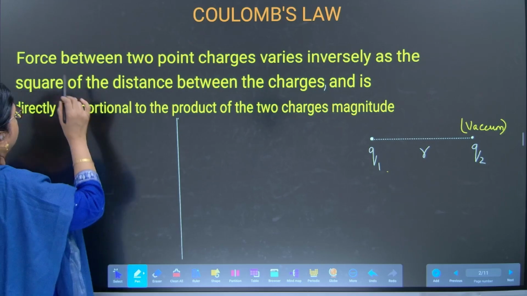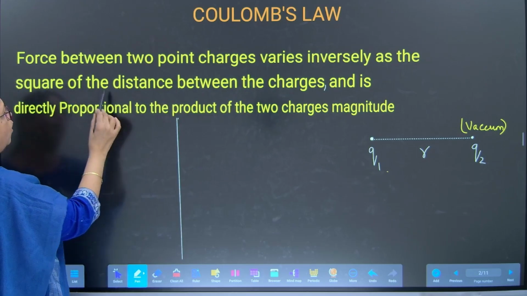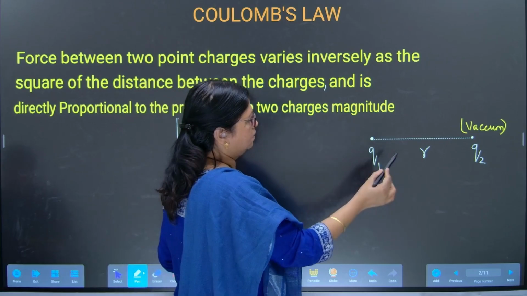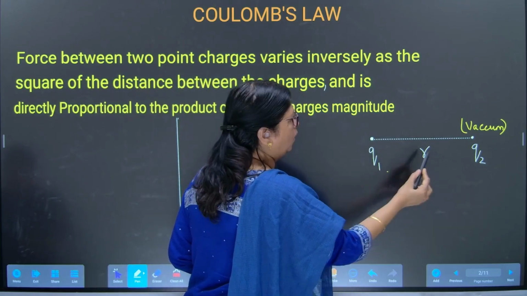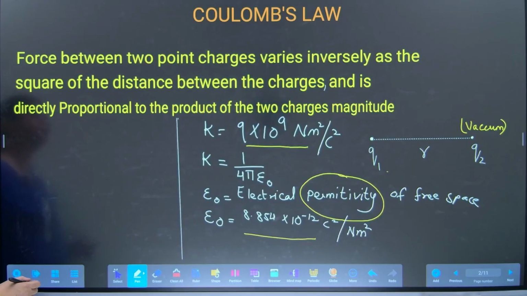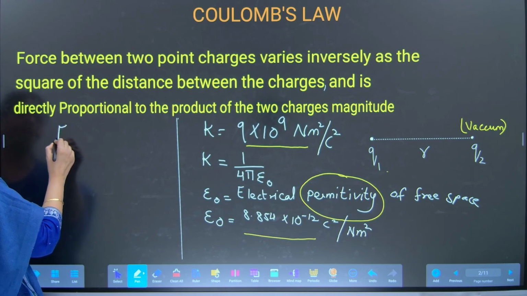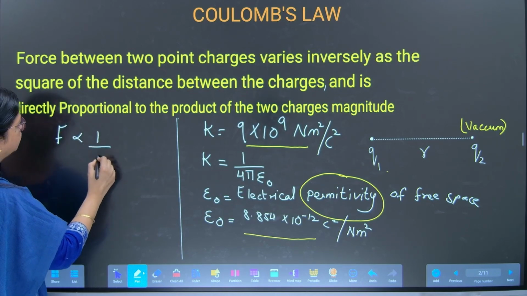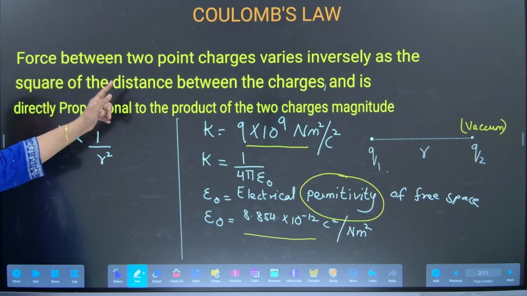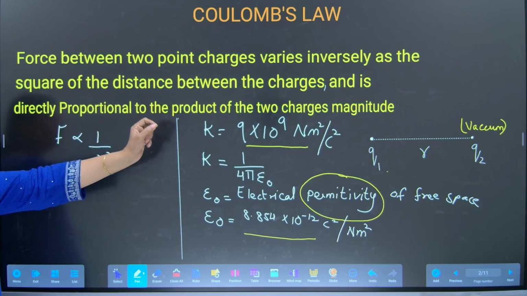According to the law, force between 2 point charges varies inversely as the square of the distance between the two charges. As you can see, we have considered two charges Q1 and Q2 at a distance r, placed in vacuum. So, according to the first part of the law, we can write the proportionality as F is inversely proportional to r square. Now, according to the second part of the law, force between these 2 point charges is directly proportional to the product of the two charges' magnitude.